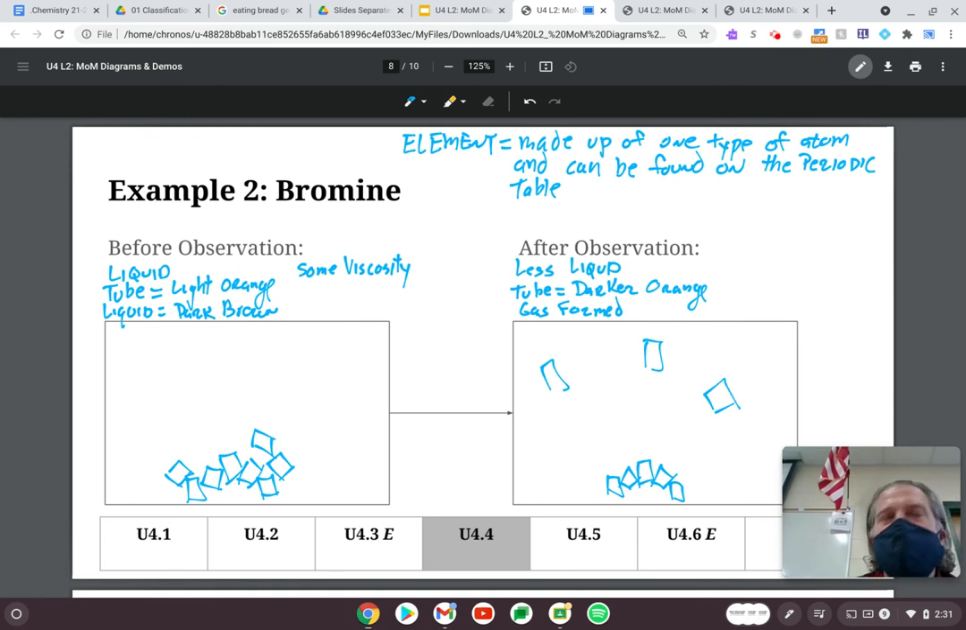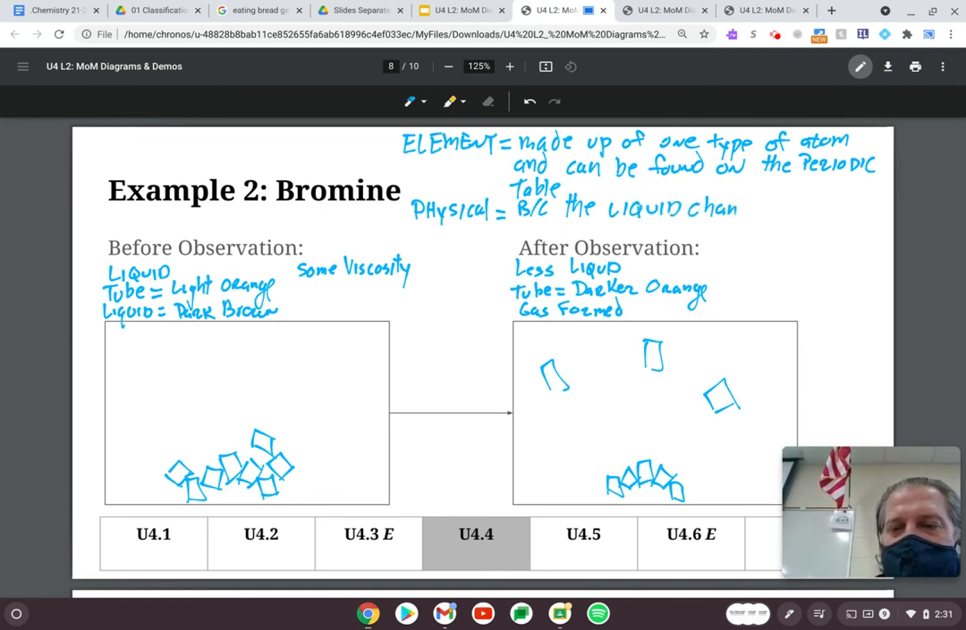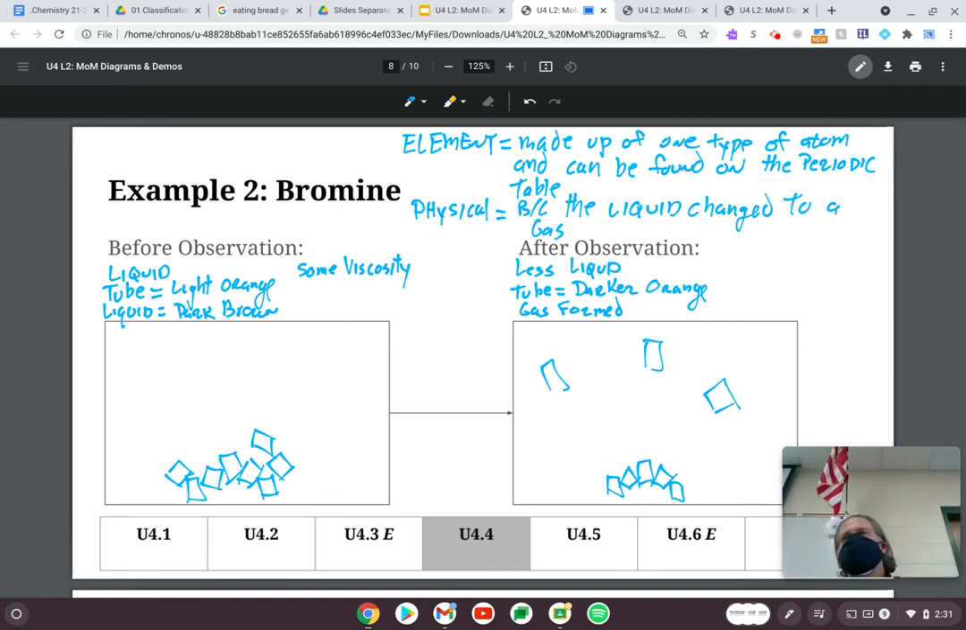Physical or chemical change? Agreed. It's physical because the liquid changed to a gas in the tube.